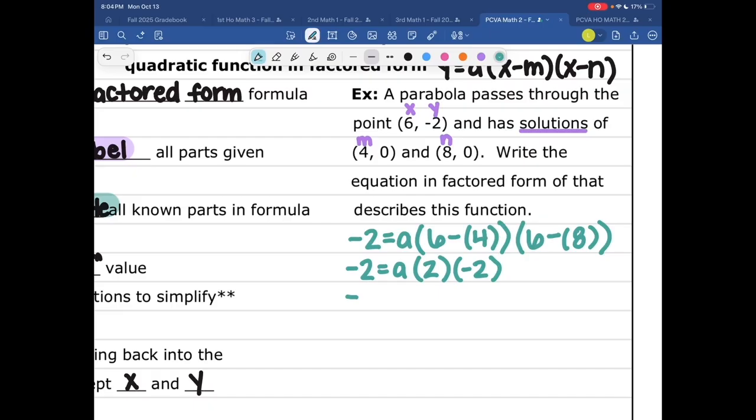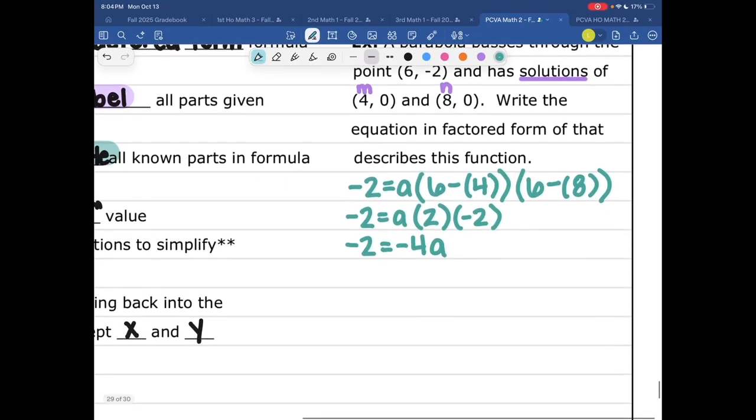So I have -2, and then 2 times -2 is going to be -4a. And I'm going to just put it in front as a coefficient. And I'm going to finish solving, and I'm going to divide by -4 to get what the a value is. So my a value is equal to +1/2.